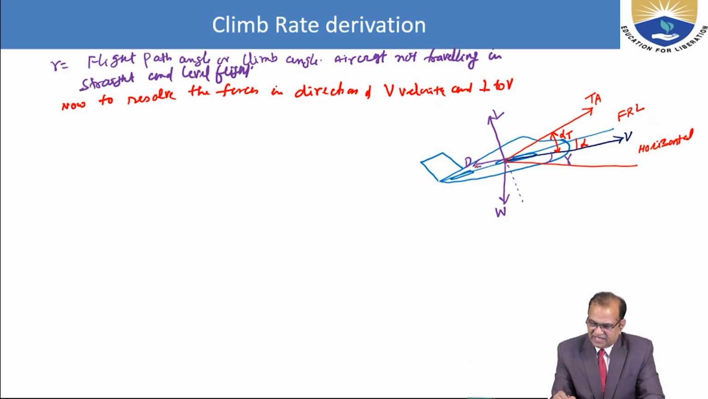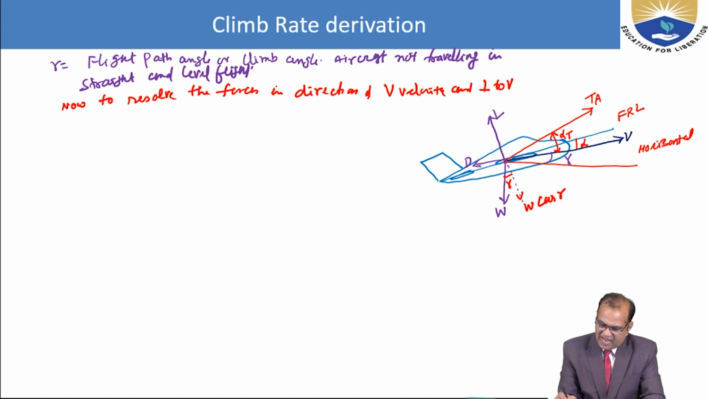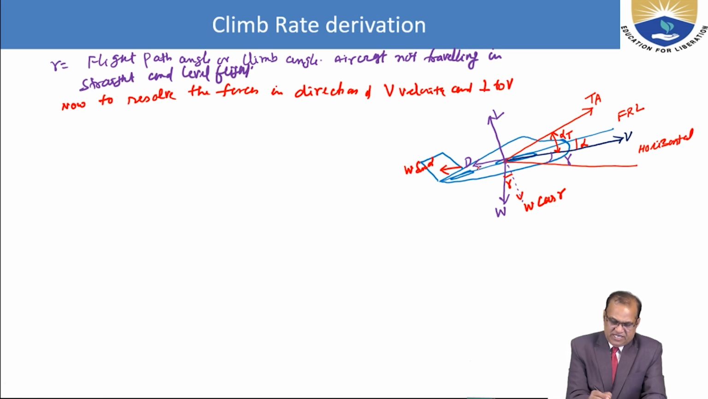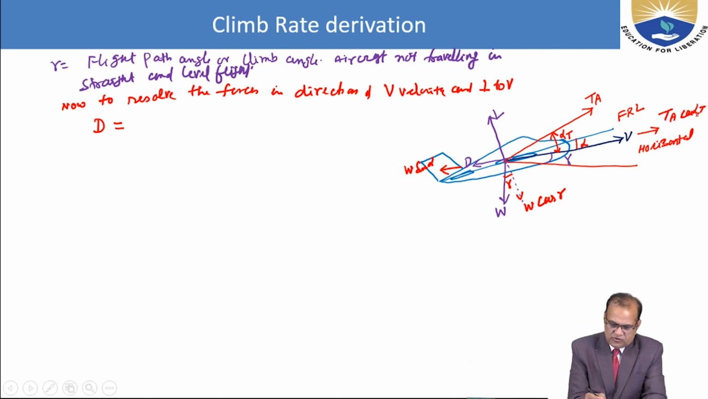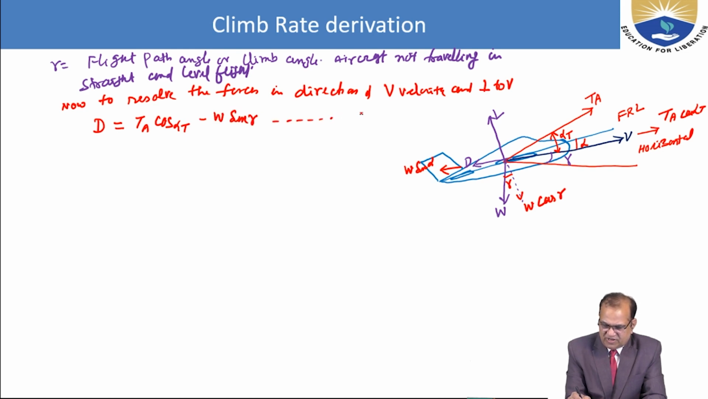So if you see here, V and D both are opposite. Here you see the forces acting in the direction of V and the forces acting in the direction of W. This is also gamma, and this force will be W cos gamma, and one component will be here, that is called W sin gamma. So now drag D is equal to, in the same direction, TA cos alpha T minus W sin gamma. This is equation number one.